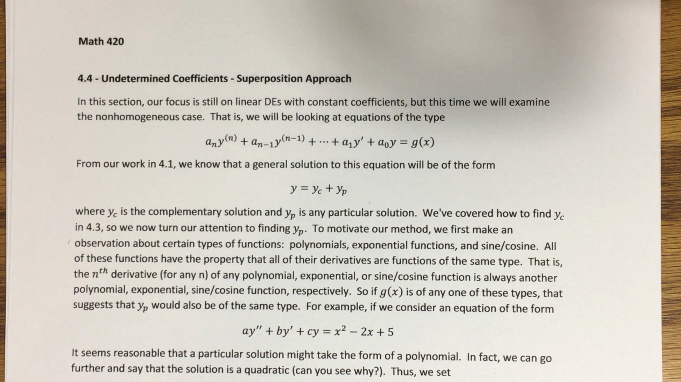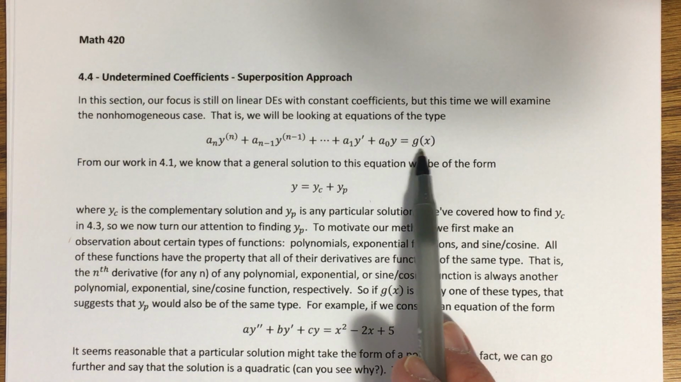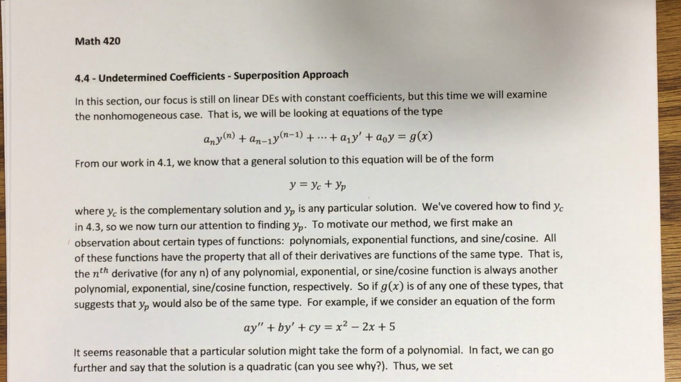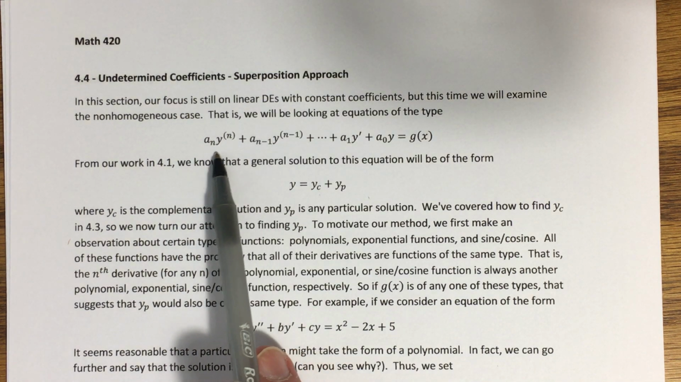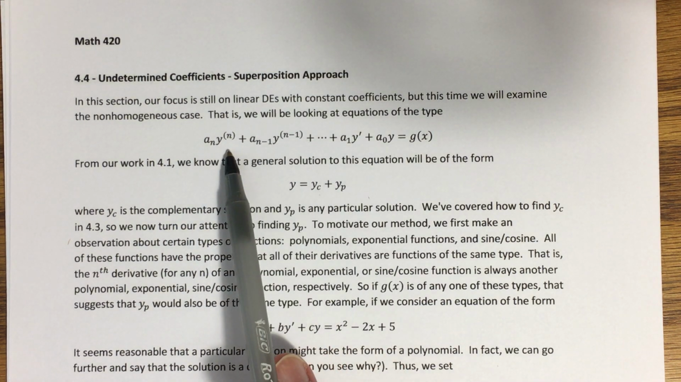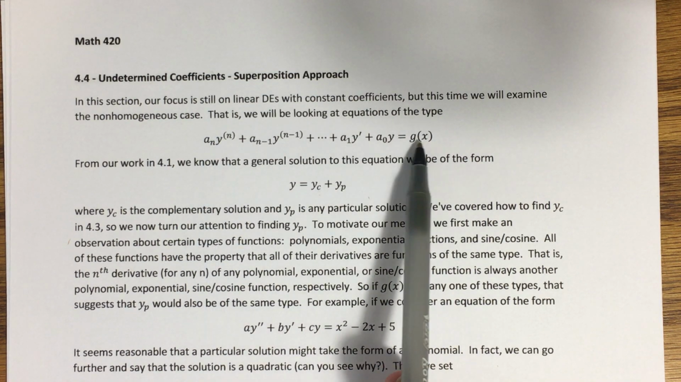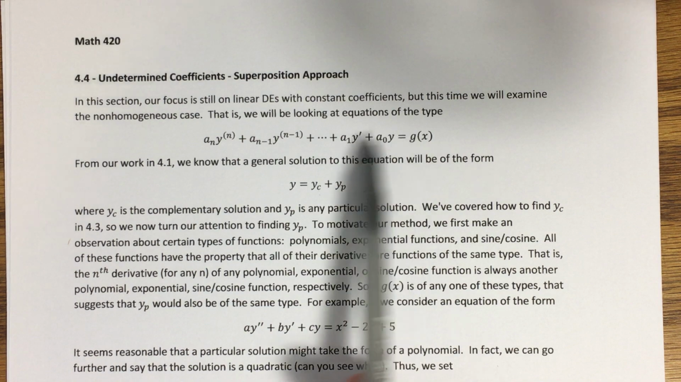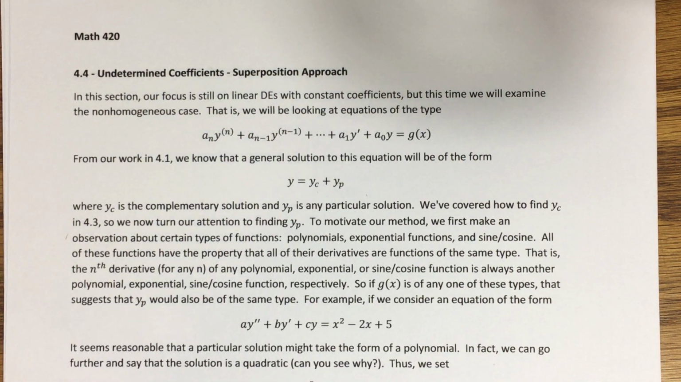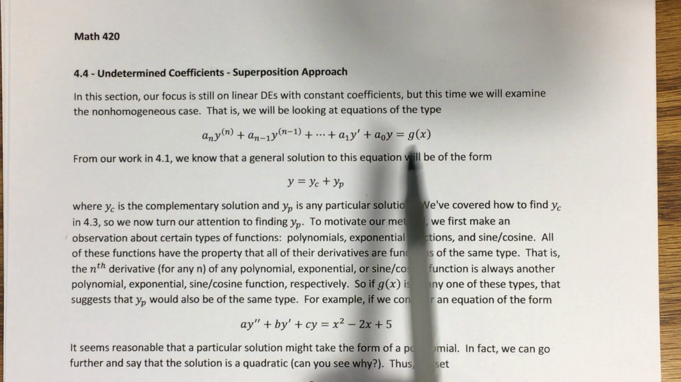And once we get both of those, we put them together, and that's our general solution. So let's talk about what kind of functions g of x can be for this method to work, because it is actually a pretty restrictive method. It only works for linear differential equations with constant coefficients, and the equation has to be non-homogeneous. But not only that, the function g of x has to be one of a few different types. It doesn't work for all functions g of x.